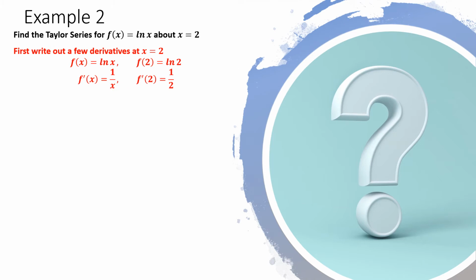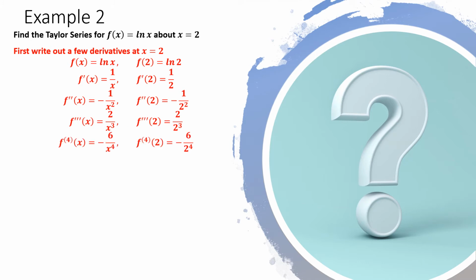Example 2, we have ln x, and we want to do about x equals 2. And so again, I'm going to write out a few of my derivatives about x equals 2. So we have the original function at 2 is ln 2. First derivative is 1 over x, and then at 2 it would be 1/2. Then the second derivative would be -1 over 2 squared. Notice that I didn't write 1/4. I want to kind of start seeing patterns here, so I don't want to simplify too much until the end. The third derivative I'm going to write as 2 over 2 cubed, and so on and so forth.